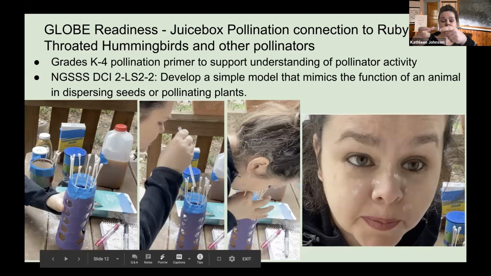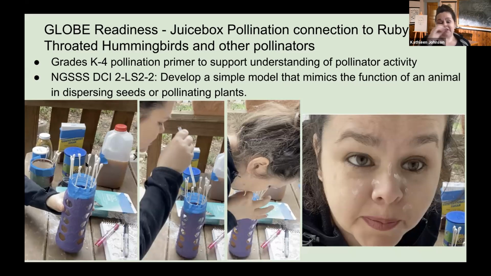You can use just a little juice box, or you can use this setup. You put a straw in, the straw needs to be a little bit short, so it's just barely at the top of either cotton swabs, or you can use cotton balls. Then when the students come away, they've picked up pollen just like any pollinator would. So this does address the model of mimicking pollination in plants.